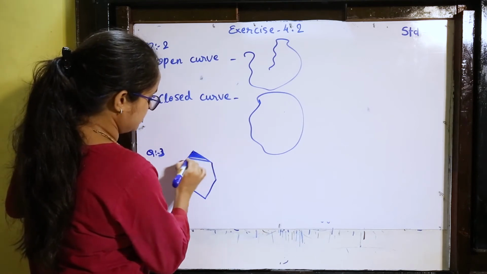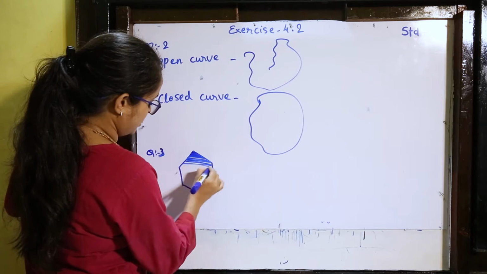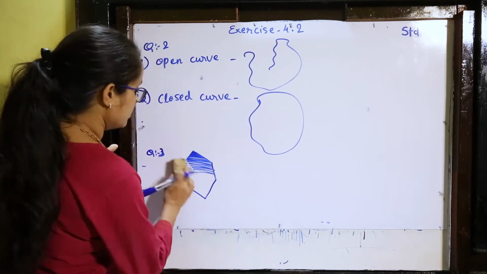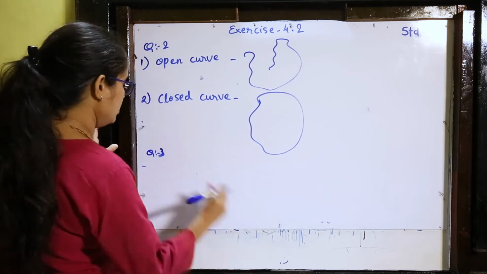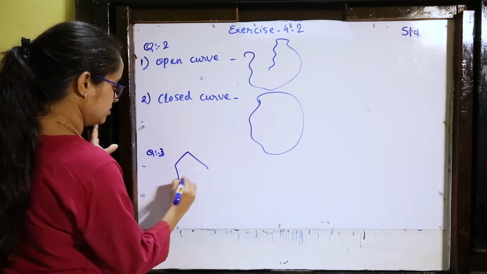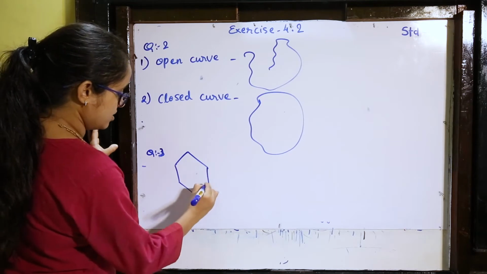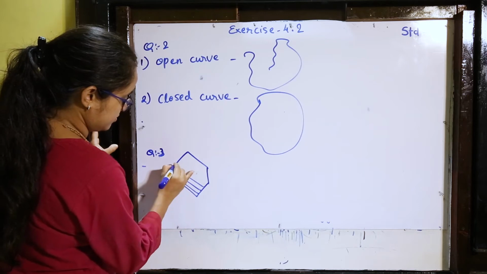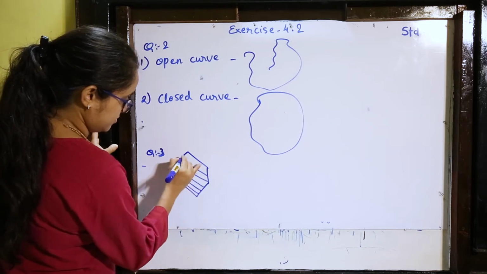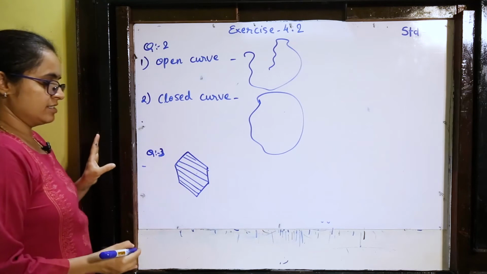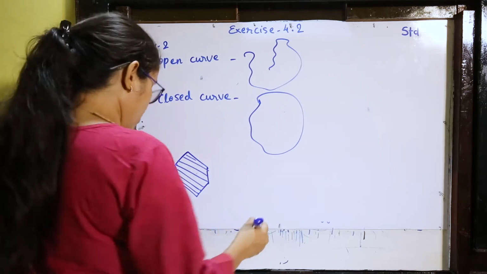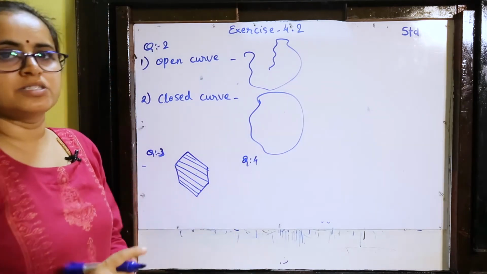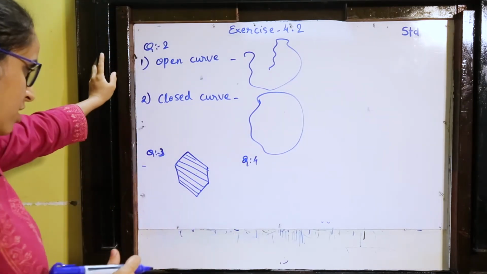So you do it like this in the interior. You can shade it with any other pencil color. So that's your interior. Okay. So that's all. You draw a hexagon and then shade its interior. So that's the interior part of the hexagon. Now question number 4. It is very quick because this 4.2 is nothing. You have to just draw rough sketches.